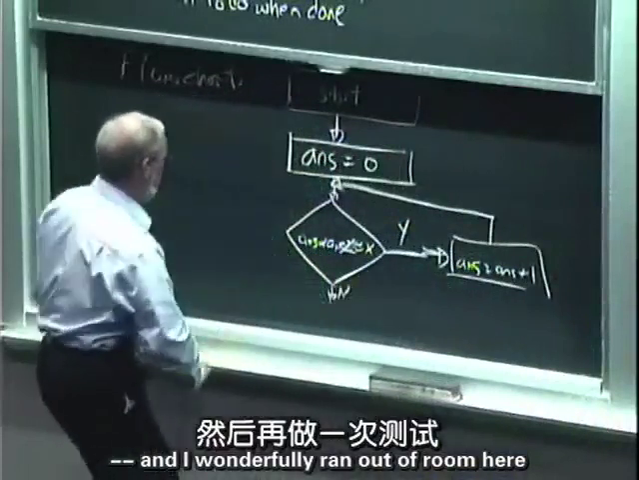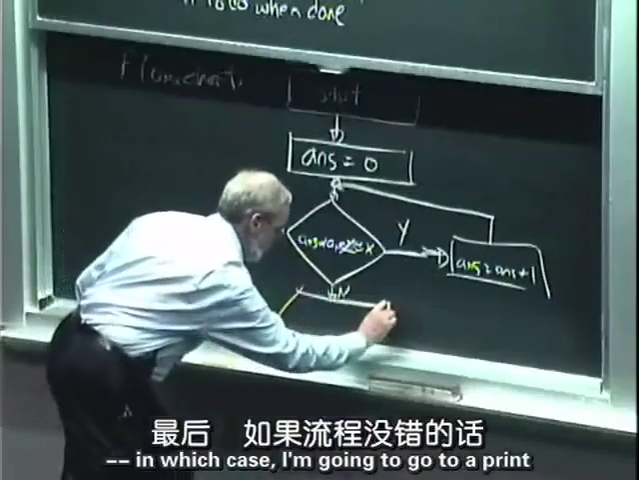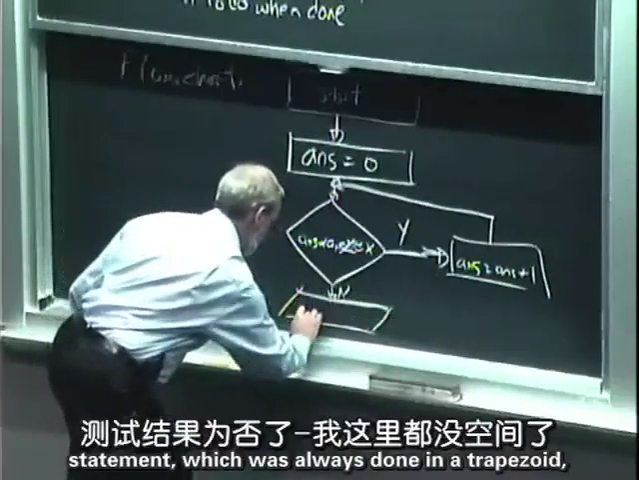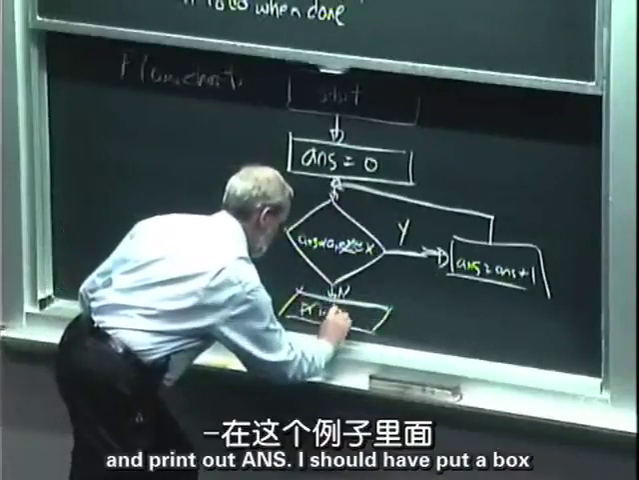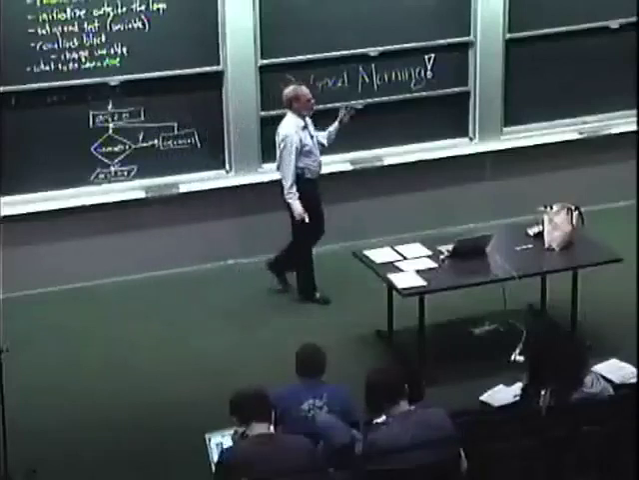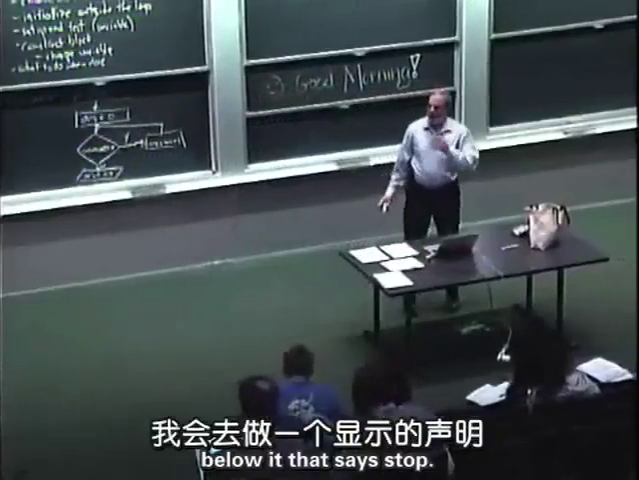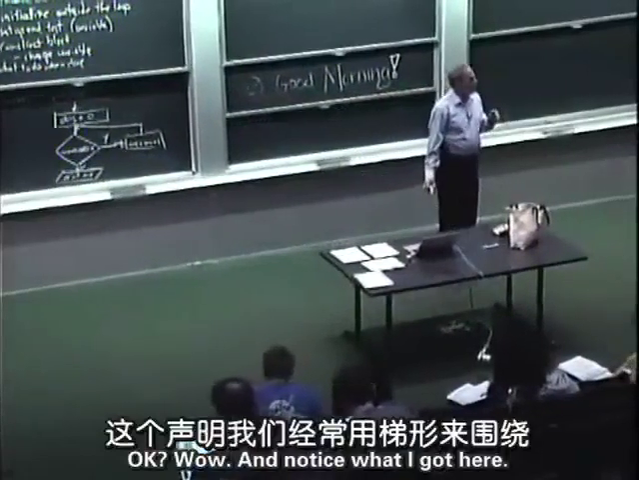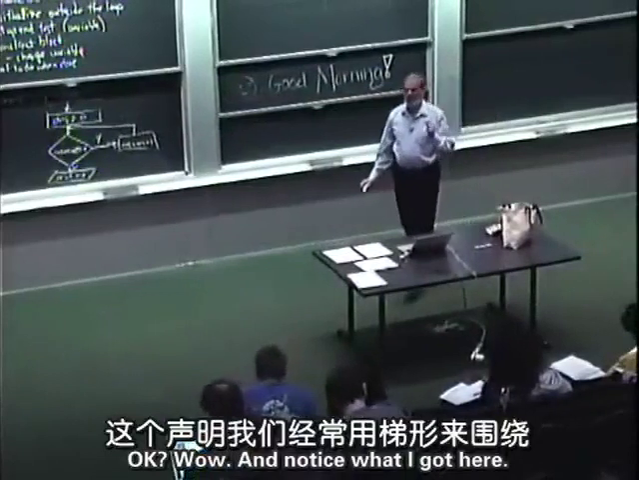And I wonderfully ran out of room here, in which case I'm going to go to a print statement, which was always done in a trapezoid. I'm going to print out answer, and I should have put a box below it that says stop. Okay? Wow. But notice what I got here.